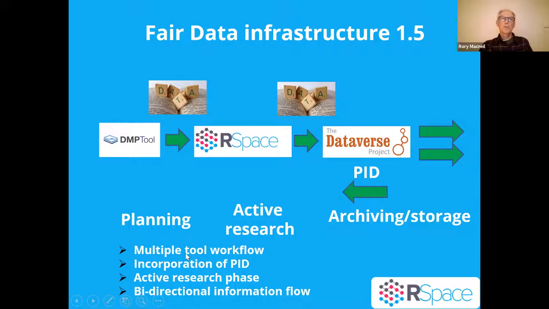So now we've got multiple tools. We've got the incorporation of PIDs, because as you'll see, as part of this integration, a PID is passed back from Dataverse back to the DMP tool at the end of the process. You've got the active research phase included, because that's where RSpace comes in. And you've got a bi-directional information flow, because you've got the data moving in this direction, but you've got the PIDs moving back in the other direction. So all of these things are moving beyond the linear cyclical constraints that have to some extent held back thinking in terms of verification of data.